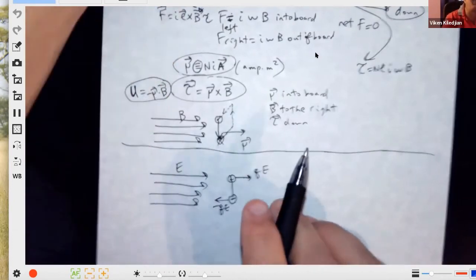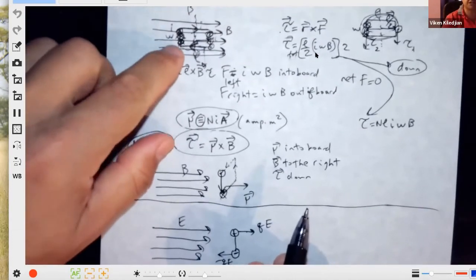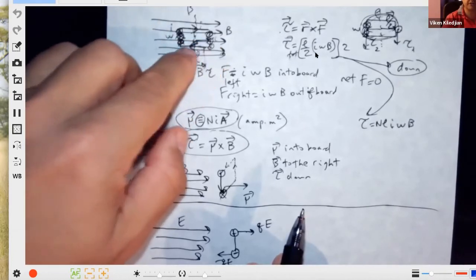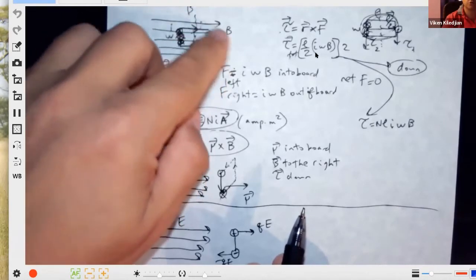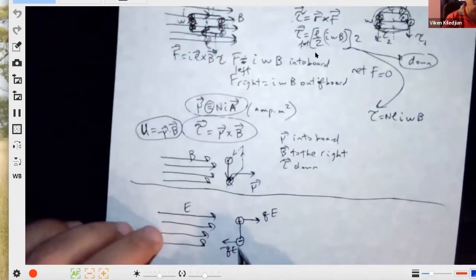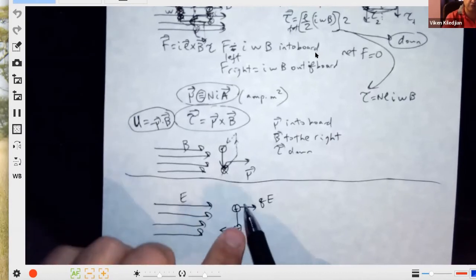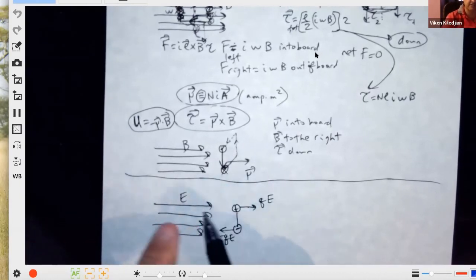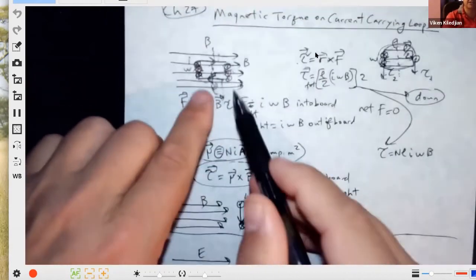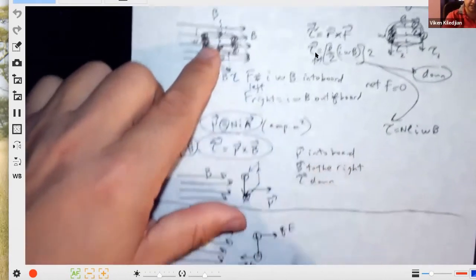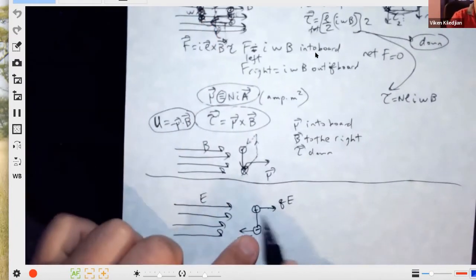Similar things are going to happen in this case. The forces are going to cancel. So there's going to be no net force on a current carrying loop, just like there was no net force on a dipole moment. So the dipole moment doesn't translate left and right, and this doesn't translate out of the board or into the board either. It stays in place, but there's a net torque here.